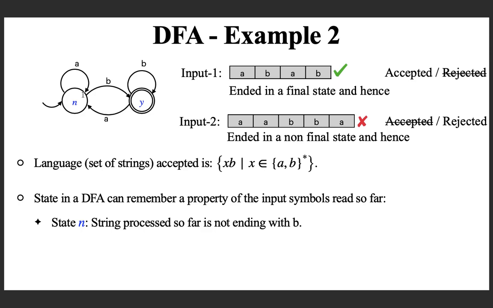you are staying back. Now suppose you are reading a B, that means suppose you are ending it there, then you have to accept. That is why you are moving into a final state, as it is ending with a B. So the status of Y is that the string processed until now ends with a B. Now you see how it is designed.